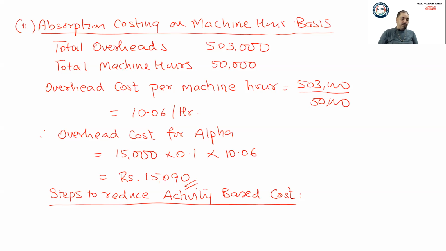Third point. Speed up the production process to reduce the machine hours. If you don't want to write speed up, you can write increase the production process to reduce the machine hours.